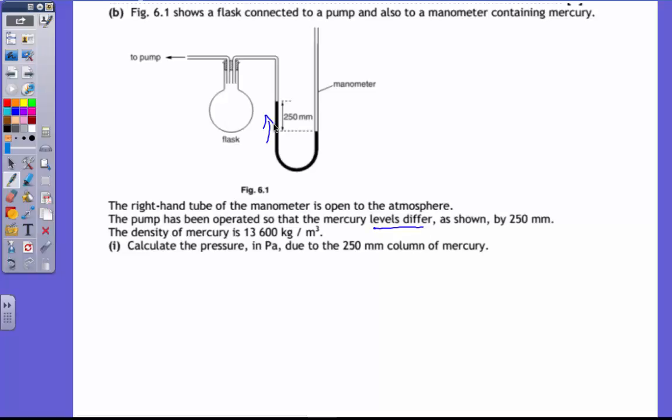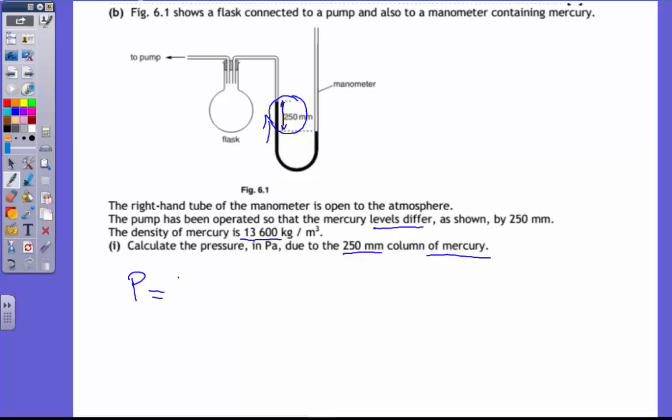As shown by 250 millimeter, the density of mercury is 13,600 kilogram per meter cube. Calculate the pressure in Pascal due to the 250 millimeter column of mercury. We need only this part. This is the height of mercury. How many pascals?